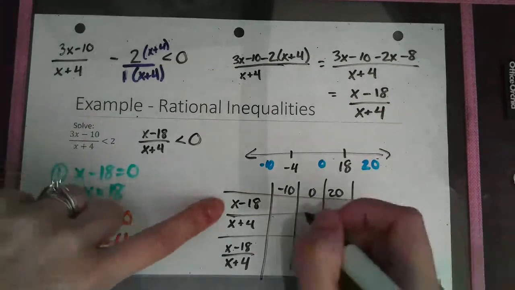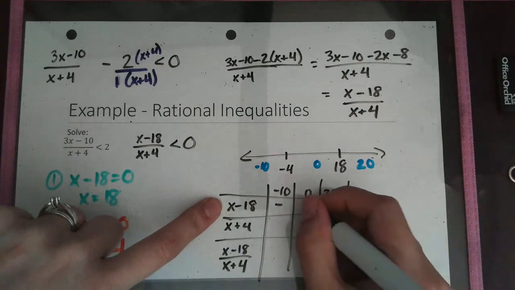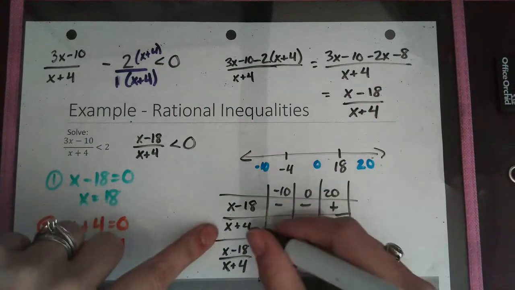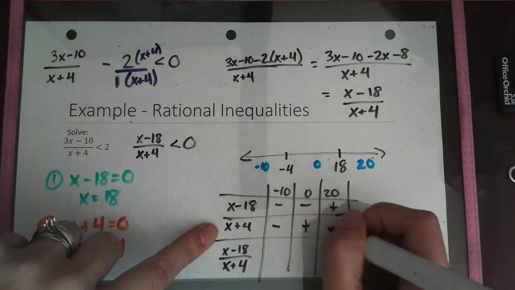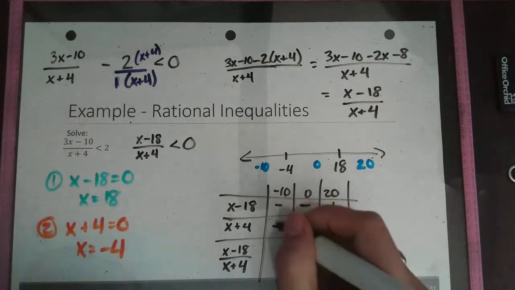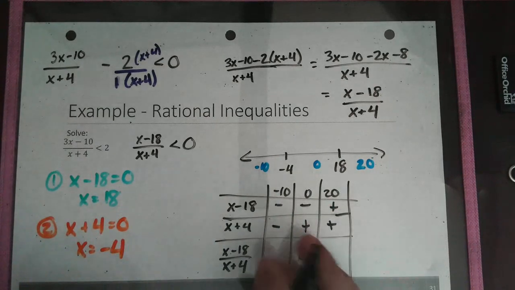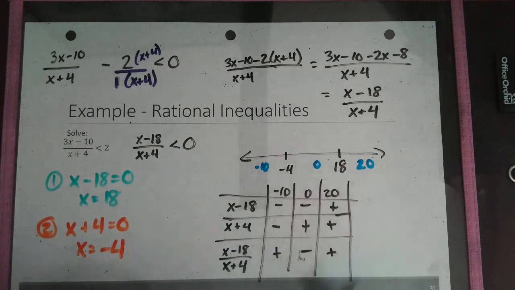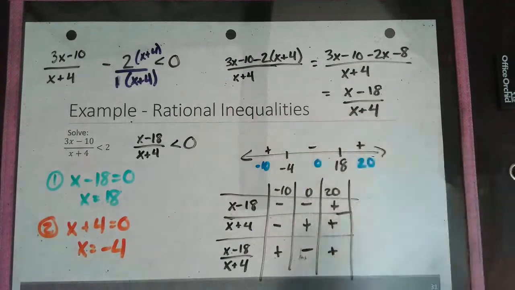Plugging in -10, -10 minus 18, that's very negative. 0 minus 18, that's negative. 20 minus 18, that's positive. -10 plus 4 is negative. 0 plus 4 is positive. 20 plus 4 is positive. Same sign positive, different sign negative, same sign positive. So my number line goes positive, negative, positive.